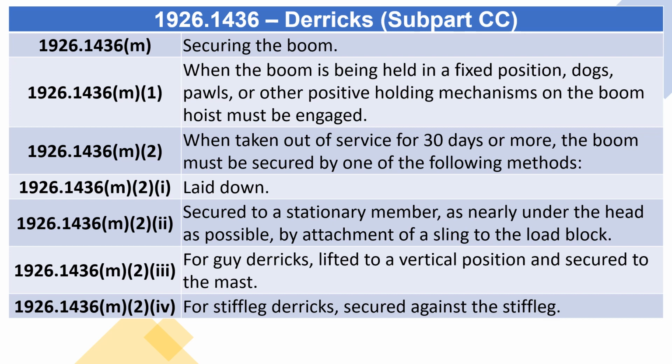1926.1436(m) Securing the boom. 1926.1436(m)(1): When the boom is being held in a fixed position, dogs, pawls, or other positive holding mechanisms on the boom hoist must be engaged. 1926.1436(m)(2): When taken out of service for 30 days or more, the boom must be secured by one of the following methods. 1926.1436(m)(2)(i) through (m)(2)(iv): Laid down. Secured to a stationary member, as nearly under the head as possible, by attachment of a sling to the load block. For guy derricks, lifted to a vertical position and secured to the mast. For stiff leg derricks, secured against the stiff leg.